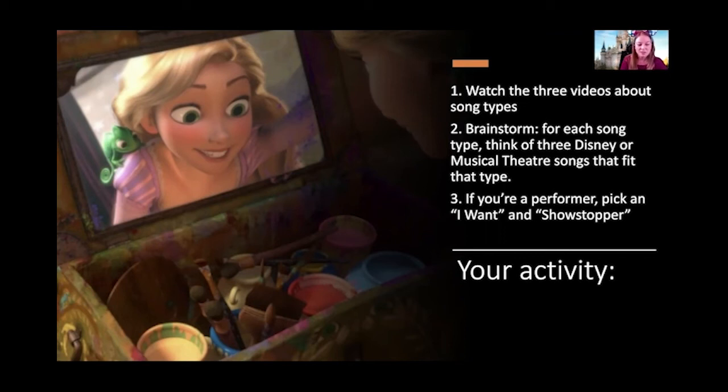Third, if you like to sing or think of yourself as a performer, pick an I Want song and a showstopper that fit your voice and character type. Look for songs that you could actually use in a show or audition, characters you might actually play. Think about how you'd perform them differently. What's the character's mood or emotion in each song? What do they want?